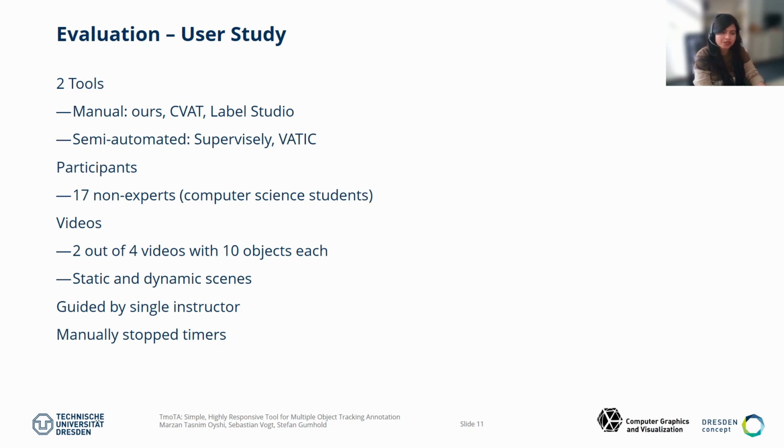17 computer science students participated in the user study. For the videos, we used 4 videos with 10 objects each. The videos include static and dynamic scenes. During the study, each participant had to label 2 videos out of 4 using 2 assigned labeling tools. It was randomly selected to avoid bias.